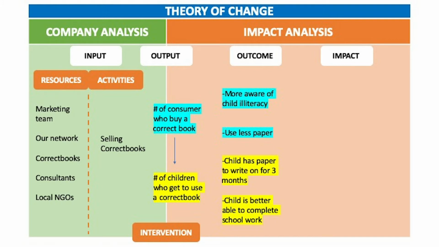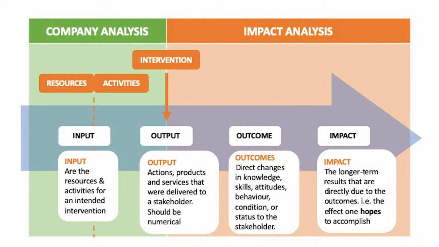For the level of the children who get the CorrectBook, children will have paper to write on for 3 months because they're given a CorrectBook for 1 trimester for every sale. And a child may be better able to complete schoolwork as a result of having a CorrectBook. So these are very tangible and direct effects of the fact that the child has this book. Now we will move on to impact.